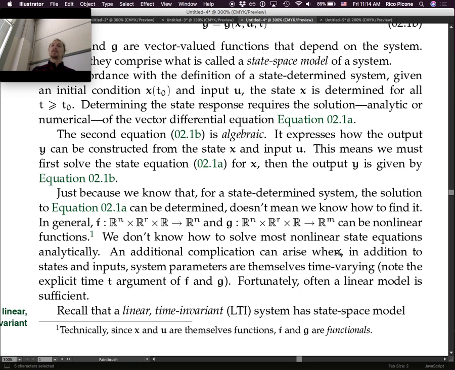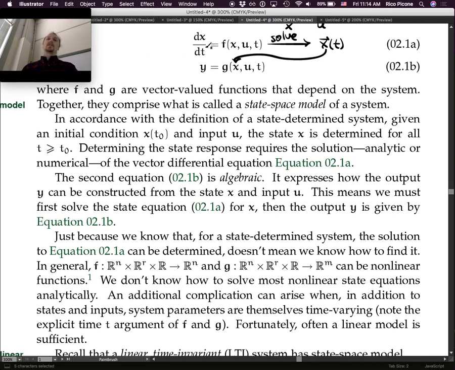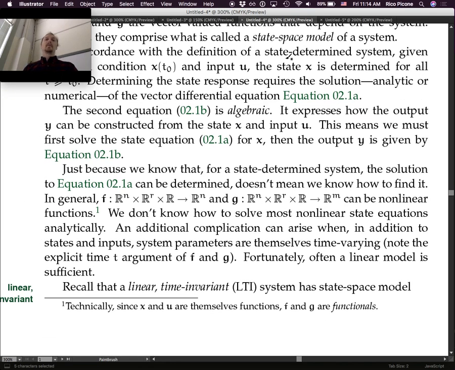We don't know how to solve most nonlinear state equations analytically. An additional complication can arise when, in addition to states and inputs, system parameters are themselves time-varying. Note the explicit t argument of f and g. So you see this explicit t in here. So sometimes the parameters themselves, like the mass or the resistance, vary with time, and that's when that t will come in explicitly. That'd be called a time-varying system.